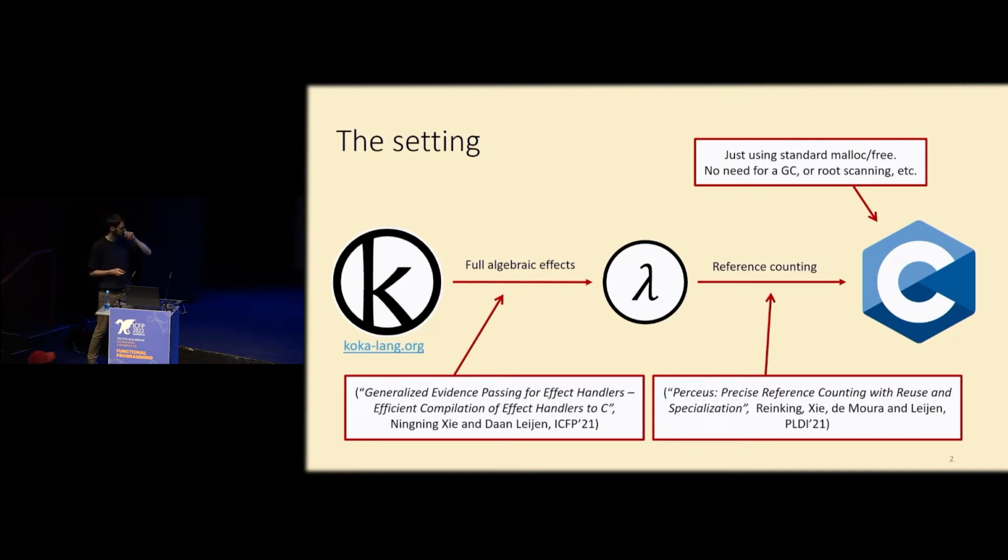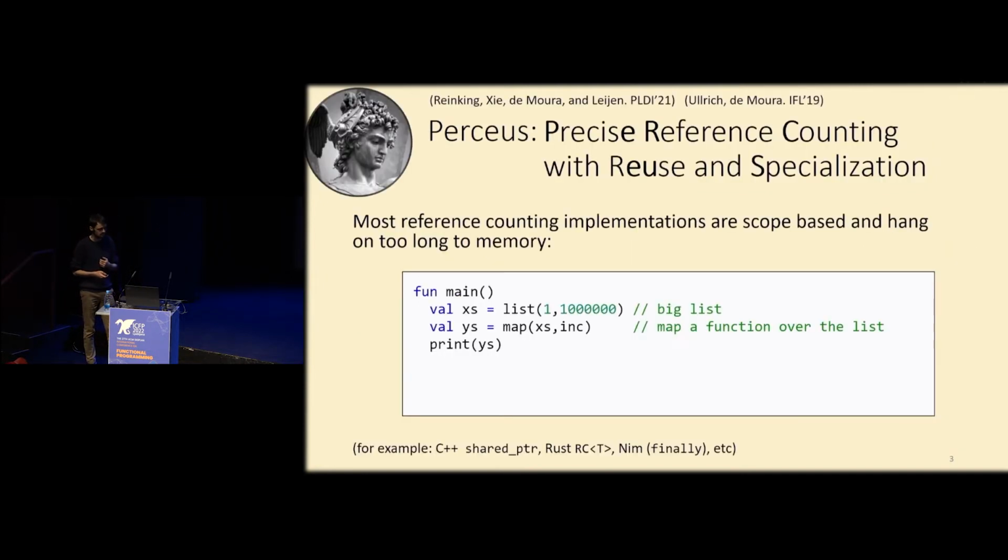Now, before I get into our contribution, let me talk a bit about the Perseus algorithm. So Perseus, as I said, was introduced at PLDI by Reinking, Xie, de Moura, and Leijen, and builds on top of earlier work by Ullrich and de Moura. And unlike most reference counting implementations, it is not scope-based. Let me show you one example where this differs.